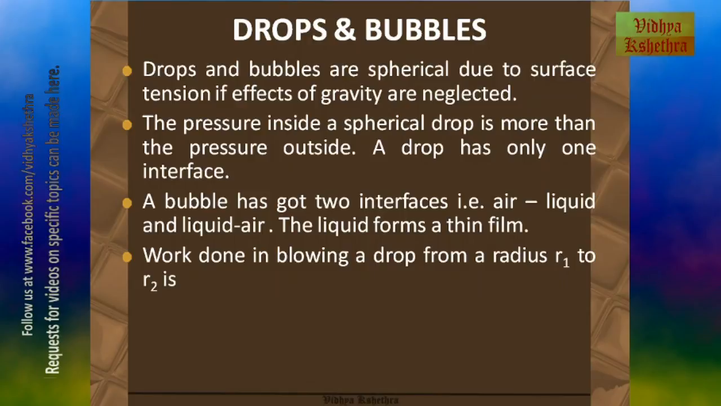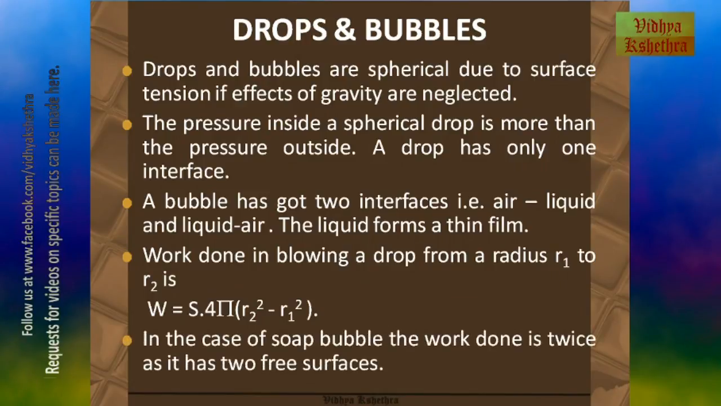Now work done in blowing a drop from a radius R1 to R2 is W is equal to S into 4 pi into R2 square minus R1 square, where S is the surface tension. In the case of a soap bubble, the work done is twice as it has two free surfaces.